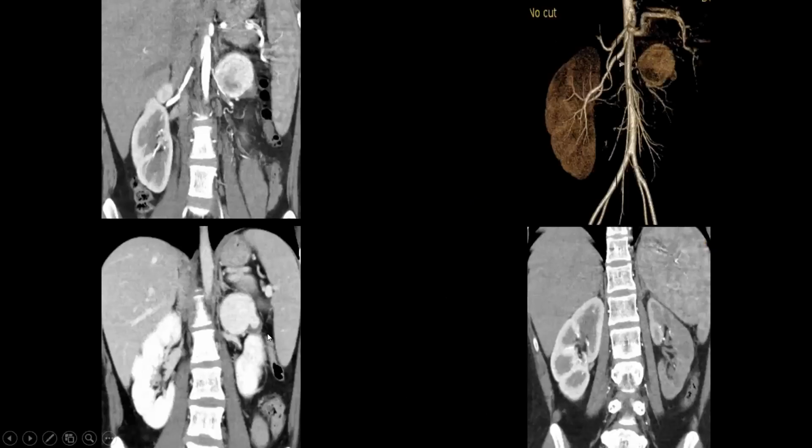So this is a CT angiogram of the same patient. If you look at the coronal images in the left lower quadrant here, you can see a normal enhancement of the right kidney. The left kidney shows less enhancement. It's slightly small in size. You can see the aneurysm here is quite a large aneurysm. These are the 3D images illustrating the relationship between the aneurysm and the left renal artery.